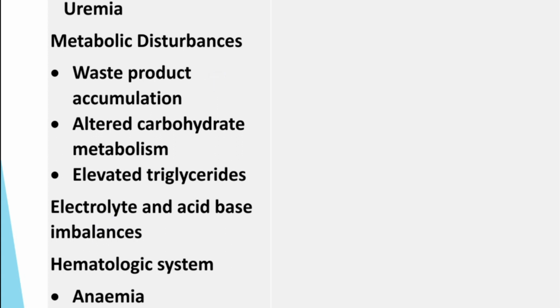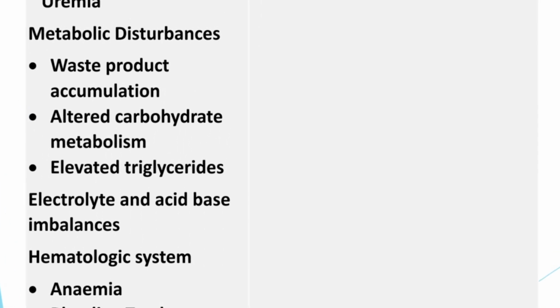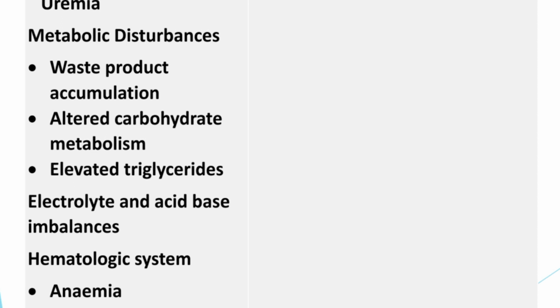Next is the metabolic disturbances like waste product accumulation, which I already told, that nitrogenous waste product, uric acid, urea, creatinine. So those products become retained in the body due to the loss of kidney function. Next is altered carbohydrate metabolism. So due to the uremia condition, in the GI tract the secretion of the enzyme becomes hampered. So that leads to altered carbohydrate metabolism, and as well as due to the uremia condition, the insulin production and the metabolism of the insulin become compromised. So that leads to altered carbohydrate metabolism.